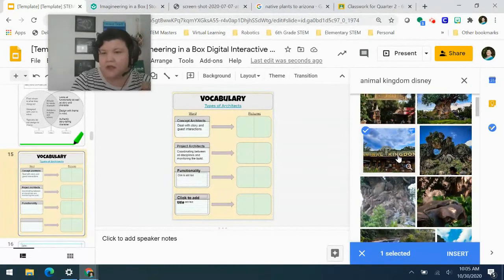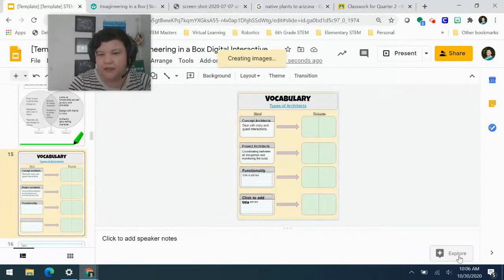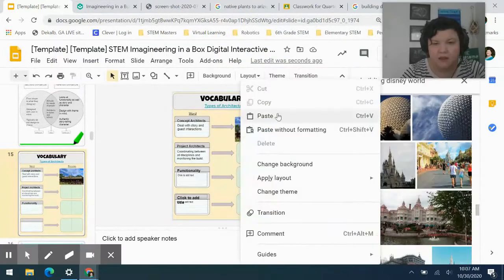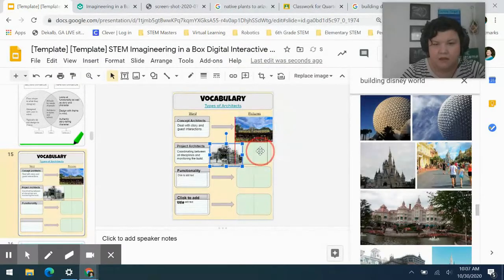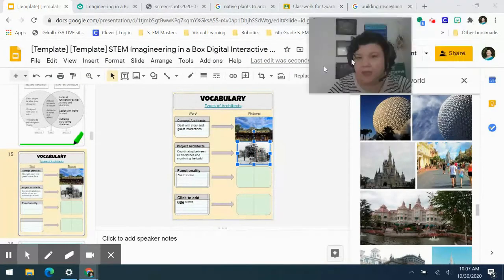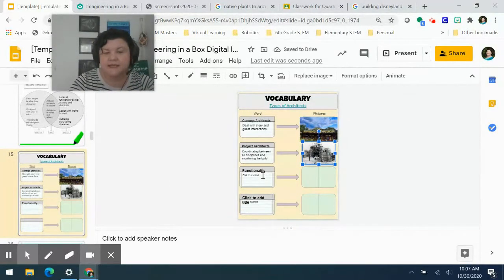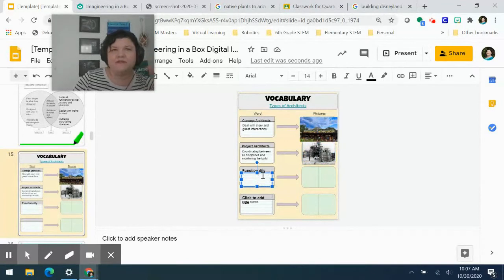So a concept architect would look at the outside signage, the outside look of the actual building itself, and they would be in charge of that. There you go. Okay. And then functionality on here is, the function of something is what it does.